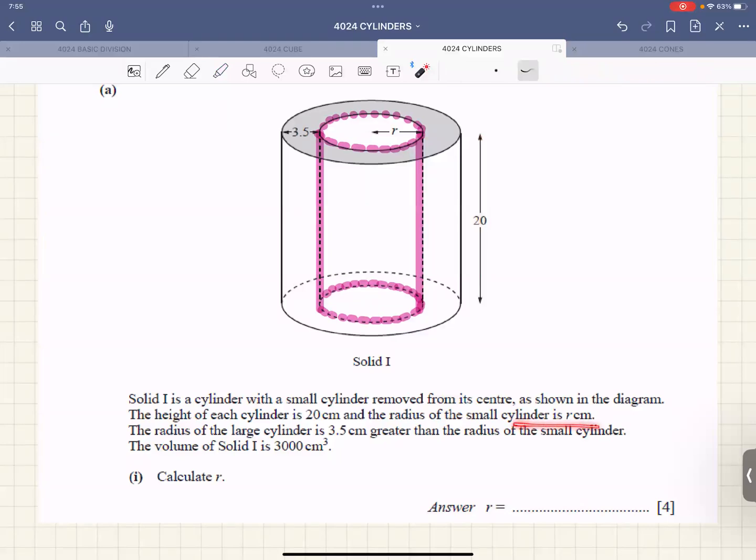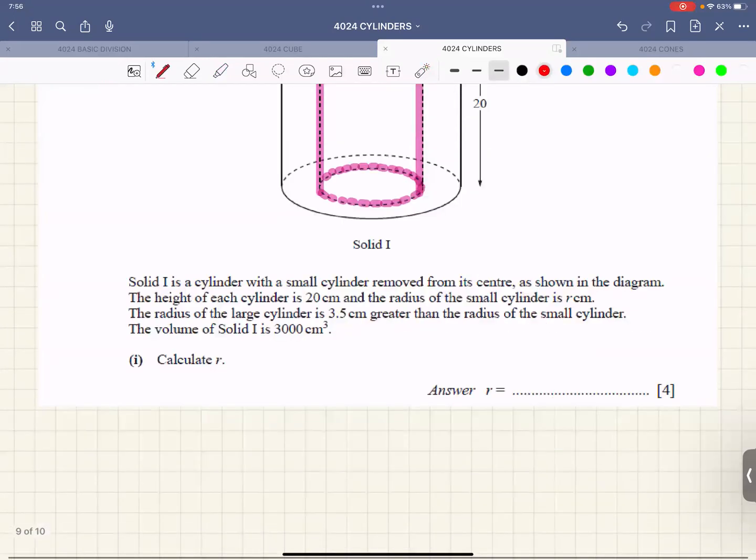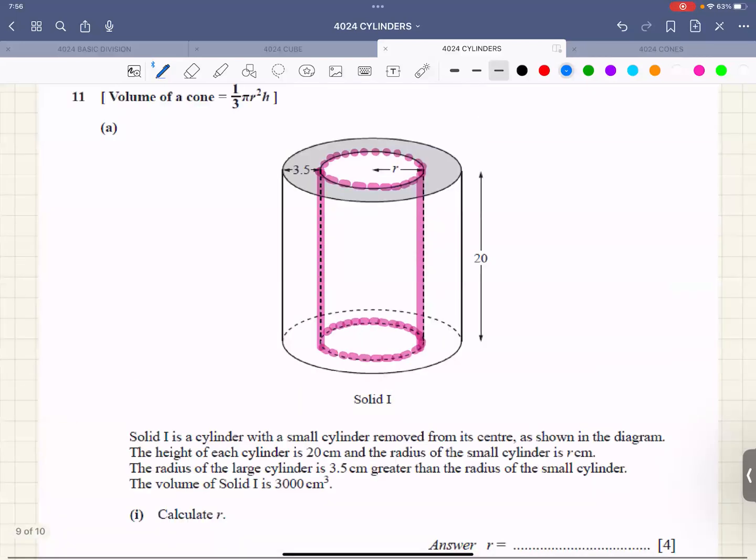Radius of the small cylinder is R. This is R. This gap is 3.5. The radius of the large cylinder is 3.5 greater than the radius of the small cylinder. The volume of the solid is 3000. Calculate R. That means if we are talking about volume of large minus volume of small, that is volume of the solid one.